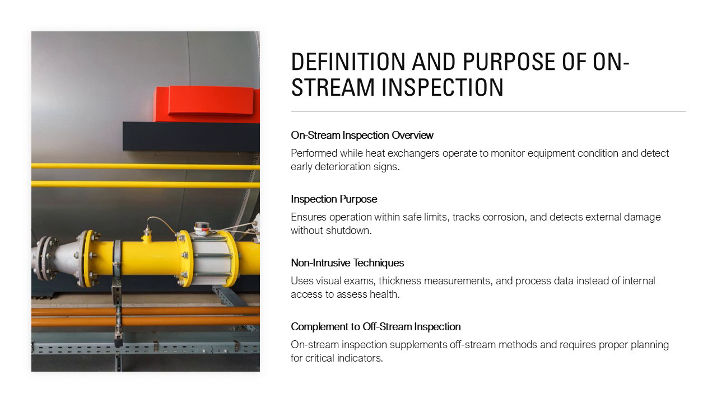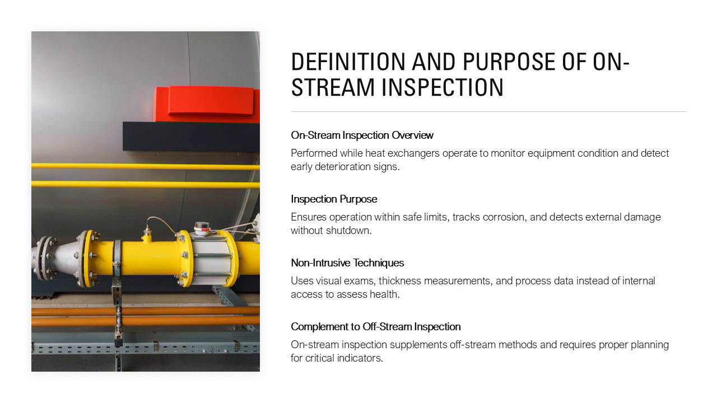API 510 recognizes on-stream inspection as an important element of an overall inspection program, particularly for tracking corrosion rates and detecting external damage. On-stream inspections are non-intrusive and rely on visual examination, thickness measurements, and process data rather than internal access. They are especially valuable for extending run lengths and reducing the likelihood of unexpected failures between shutdowns.